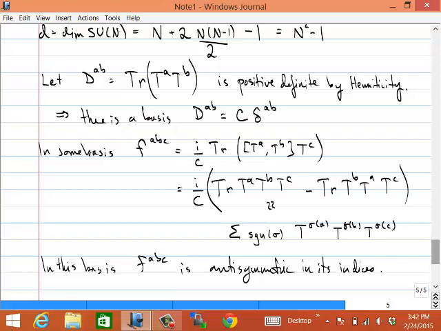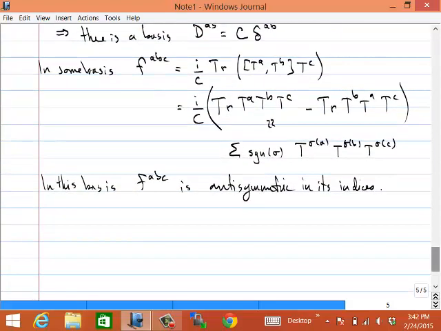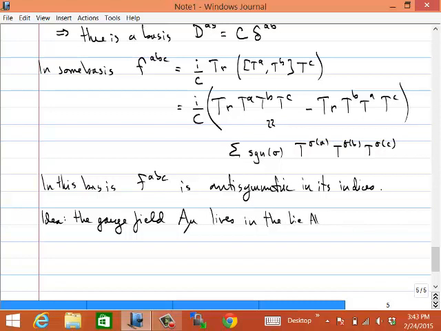Good. Okay, so what is the point of all of this? The point is that the gauge field A mu lives in the Lie algebra. I told you that V was the unitary matrix describing the gauge transformation, and it's an n by n matrix. A is also an n by n matrix, but it doesn't live in the same space as V. A lives in the Lie algebra, whereas V is an element of the Lie group.